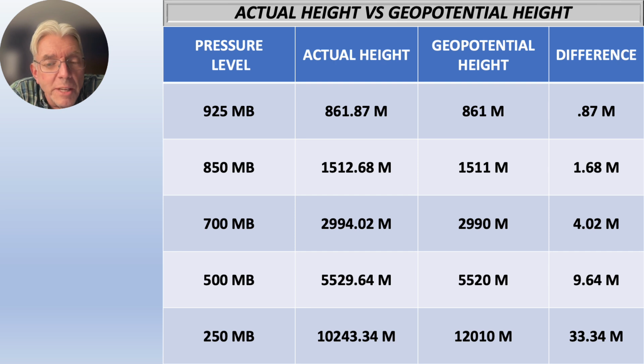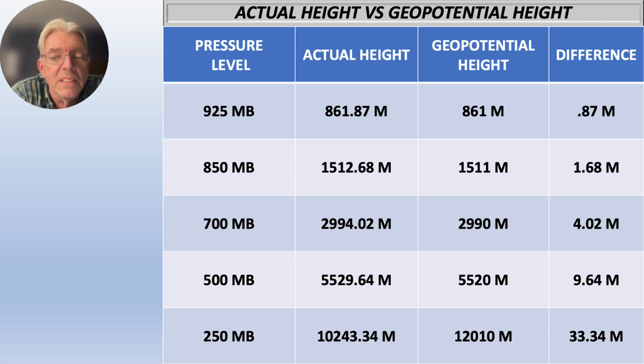And so the geopotential heights that it reported were 861, 1511, 2990, 5520, and 12,010, all in the units of meters. But the actual height for all of those was 0.87 meters higher than the geopotential height, 1.68 meters higher at 850 millibars, 4.02 at 700, 9.64 at 500, and 33.34 meters at 250.